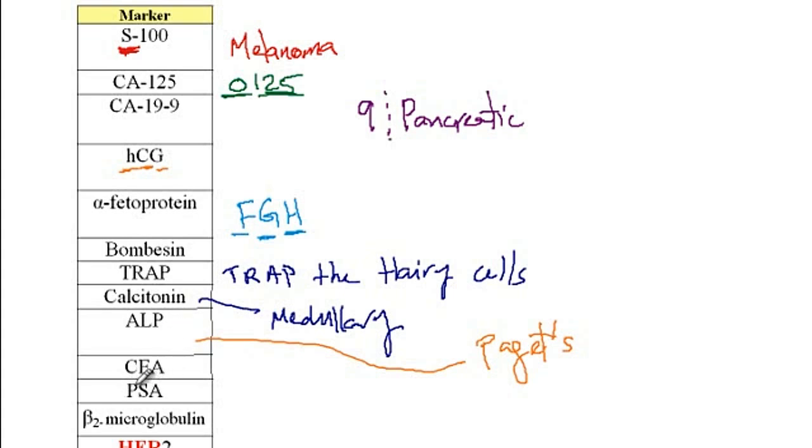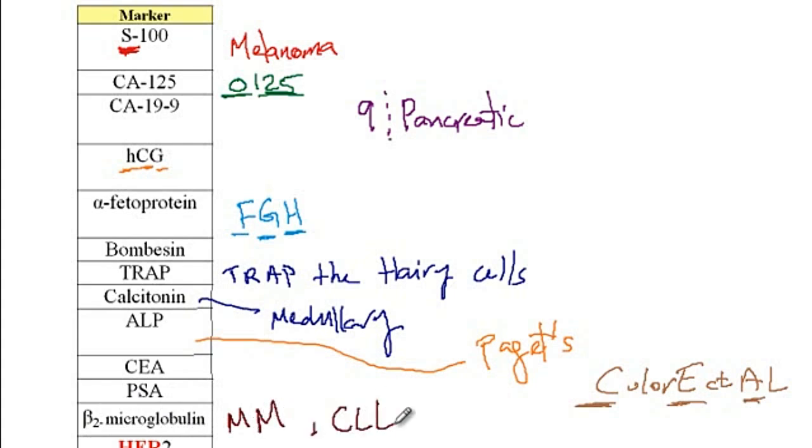How about CEA? Do you recall what kind of tumor can be tracked by CEA? And so the answer is colorectal. So CEA can be used for tracking the colorectal as well as some other kind of tumors. PSA is prostate-specific antigen. It's used for monitoring the progression of prostate cancer as well as benign prostatic hyperplasia. Beta-2 microglobulin is used for tracking the progression of multiple myeloma as well as the CLL.